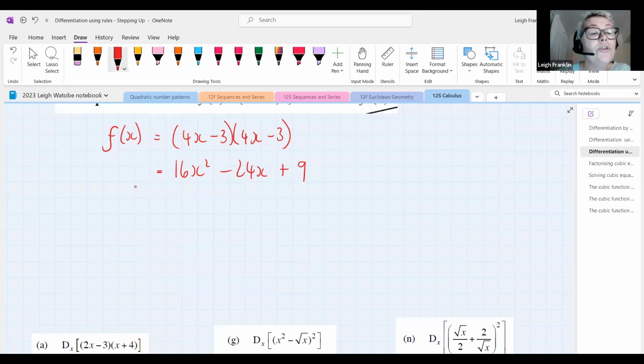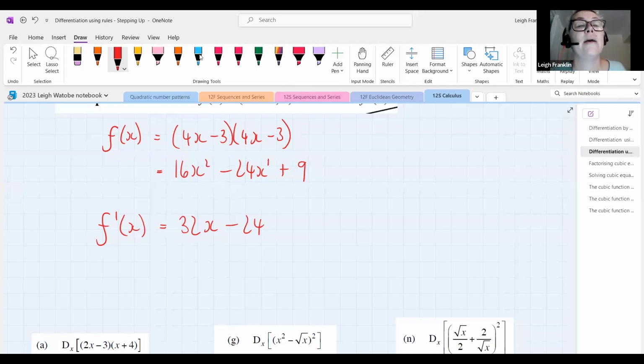Now, when I want to differentiate, I'm going to write f prime x, and now I'm going to apply the power rule to every single term. So 2 times 16 is going to leave me with 32. And then I'm going to take 1 away from my exponent. And it's the same with my next term. I'm going to say this invisible 1 times negative 24 is negative 24. And I'm going to take 1 away. And then, of course, my derivative of my constant is going to end up becoming 0.